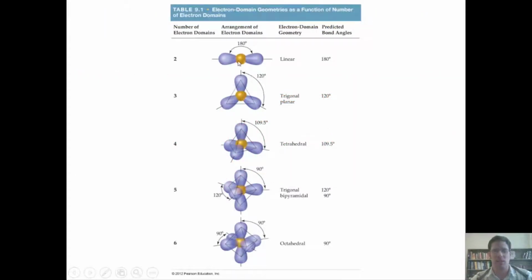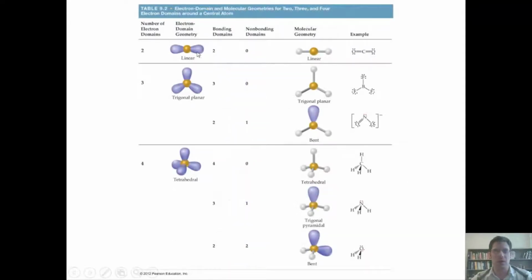As you can see, we've got a central atom bonded to 2 things, which means that it has 2 electron domains. Its electron domain geometry would be linear, and its predicted bond angle would be 180 degrees. By extension, you can pause the video and take a look at each of the predicted bond values and number of electron domains in each of these geometries, and I hope that you will. Here is an extended table showing a few actual real-life examples.